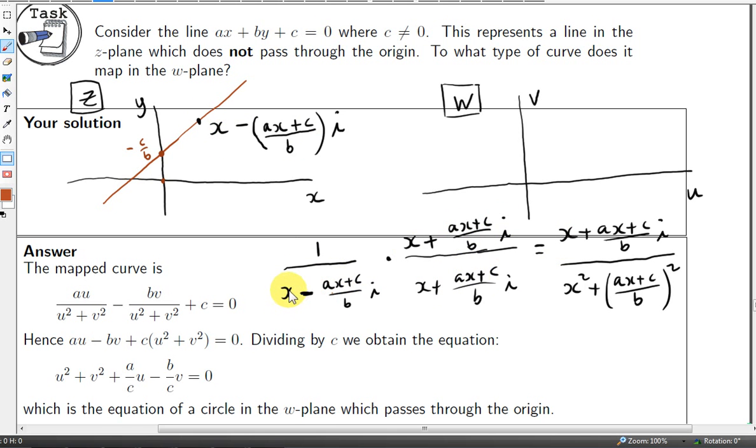So that means we just square the real part, square the imaginary part, and sum. So what's the real part of this? Well, that's just x over this. So that's u. The imaginary part is the coefficient of i. So v is going to be ax plus c over b divided by this denominator.